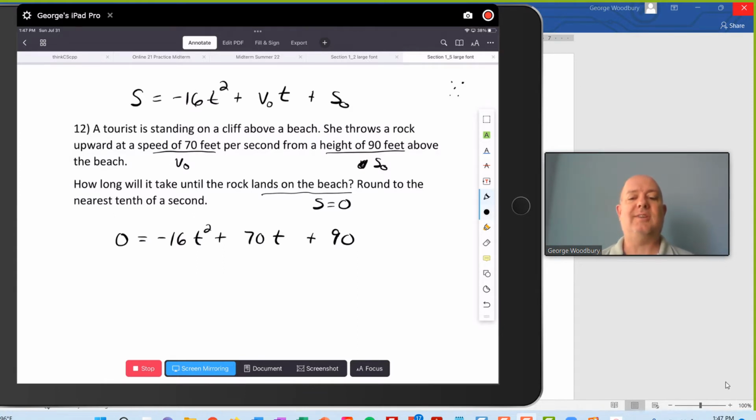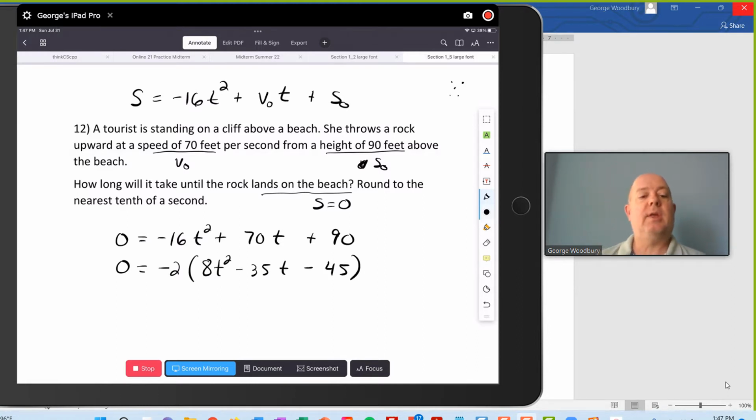Notice that 16, 70, and 90 all have a common factor of 2. So I'm going to factor out a negative 2 from all of those. 0 equals negative 2 times the quantity 8t squared minus 35t minus 45. Now I can go to the quadratic formula using 8 for a, negative 35 for b, and negative 45 for c.